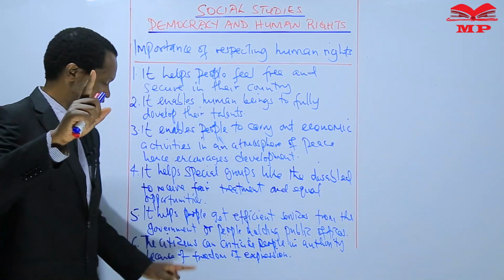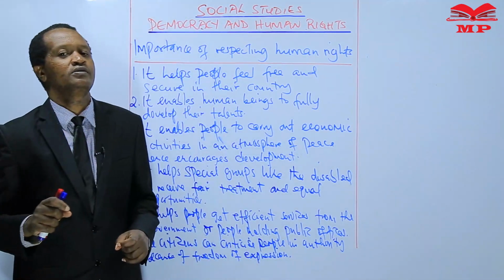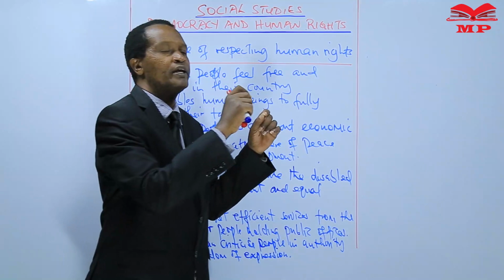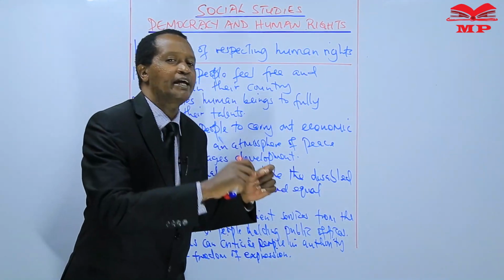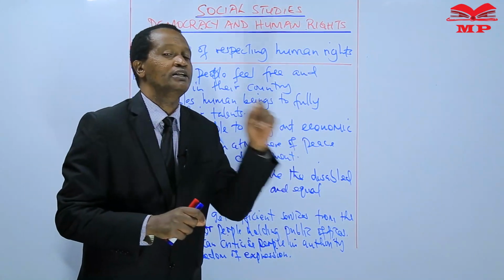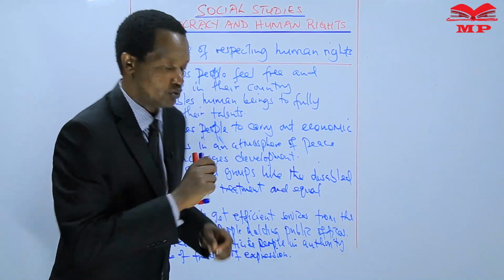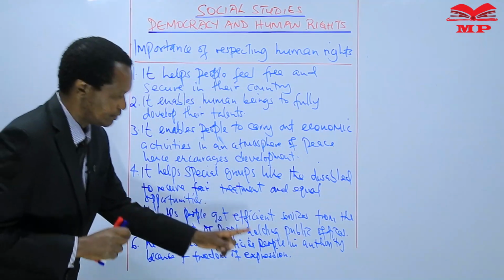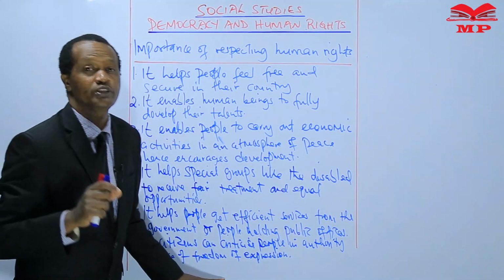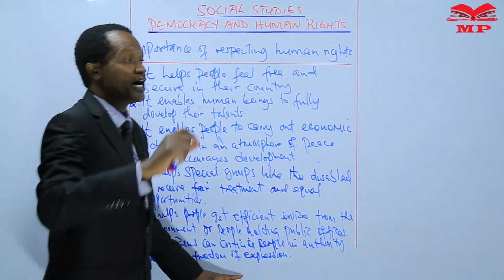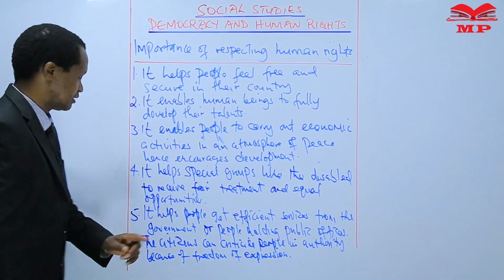All right? The citizens can criticize people in authority because of freedom of expression. This helps to make the officers in public service responsible and accountable. Criticizing people in authority makes them to be responsible. It makes them to be accountable. So that is point number 6.